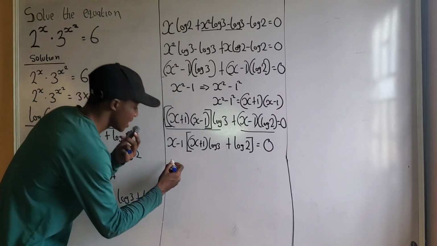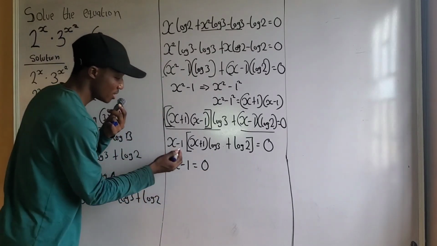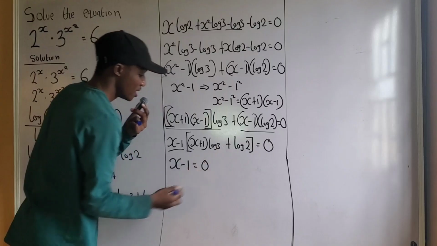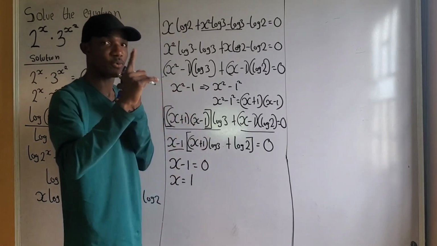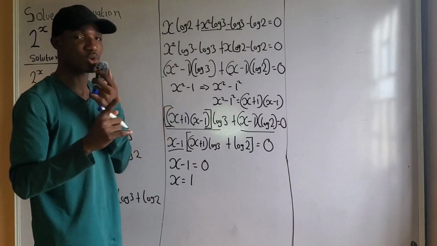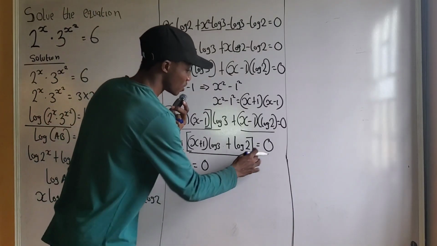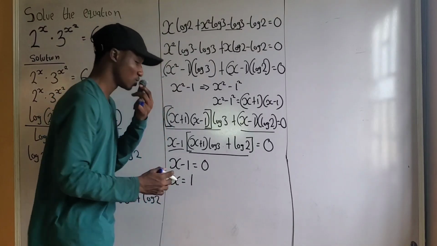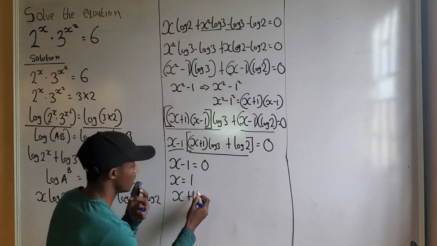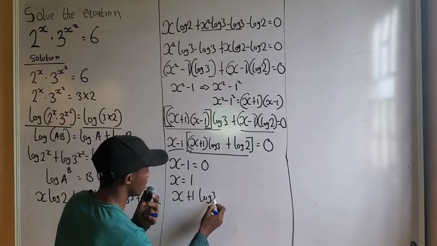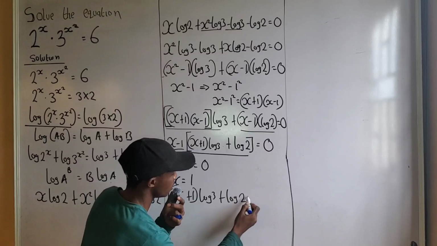Now, I can set x minus 1 equals to 0. So this x minus 1 equals to 0. If x minus 1 equals to 0, that means x is equals to 1. That is the first value of x. We still need the second value of x. Do you understand? So I'm going to set this part as well. I'm going to set it equals to 0. Are you getting it? So for this, I'm going to have x plus 1 log 3 plus log 2 equals to 0.